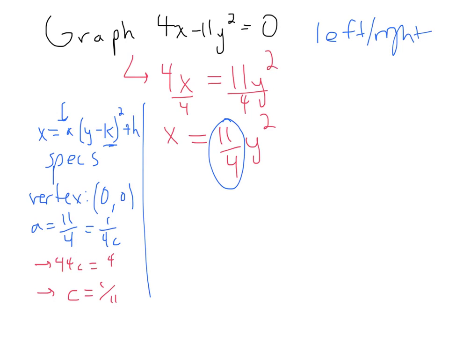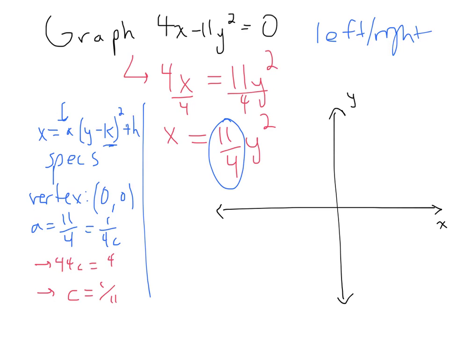Now that we've obtained these specs, we are ready to set up our graph. I'll do so in black and white here, and we'll label that x and y, and our vertex is simply 0, 0. That's very nice for us. I'm not going to force you to put a scale on the graph, especially when there's weird numbers. You can just annotate with the ordered pairs, whatever you need. So we have our vertex there, and then c is positive 1/11th. And since we determined that this is an x equals equation, we know it opens left to right.